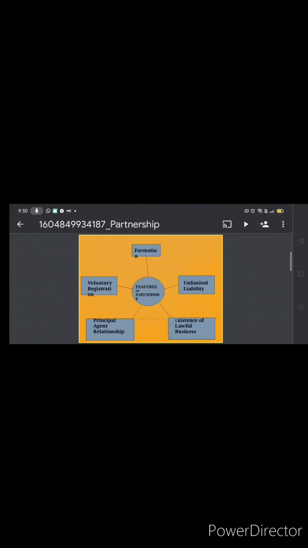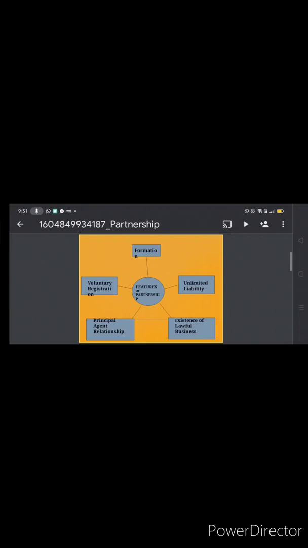And if we are speaking about the registration of a partnership firm, as per the Indian Partnership Act 1932, though it is not compulsory, there are certain disabilities. So that is why registration is always advised. And how it will be done is, the firm will have to apply to the registrar of firms of the state concerned in the prescribed form.